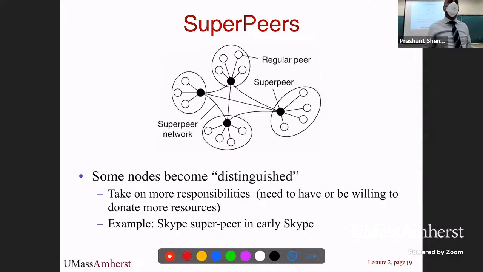has the data item. And if the answer is yes, then you will actually get the data item from the peer. You're not actually getting the data item from the super peer. The super peer simply tells you where the data item is stored. You still have to go to the peer to get it eventually. Is that clear? Yes, question.